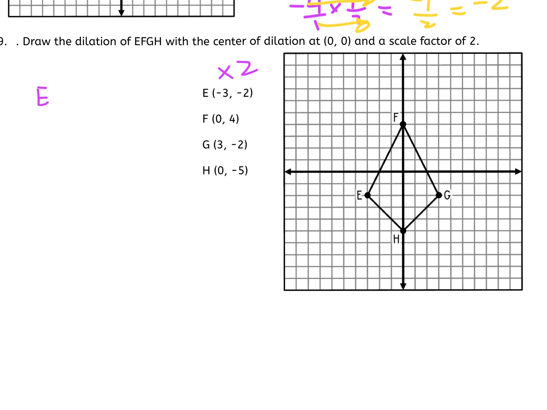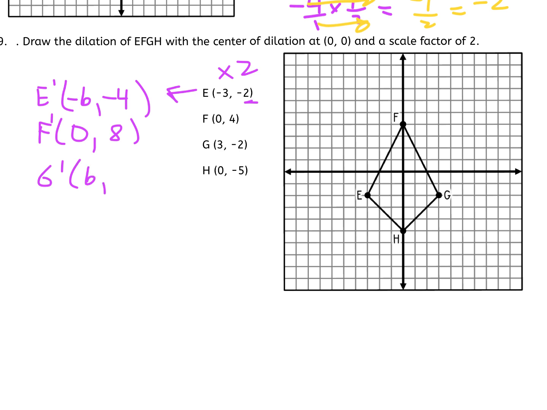All right, so E prime, negative 3 times 2 is negative 6, and negative 2 times 2 is negative 4. F prime, 0 times 2 is 0, and 4 times 2 is 8. G prime, 3 times 2 is 6, and negative 2 times 2 is negative 4. And then H prime, anything times 0 is 0, and negative 5 times 2 is negative 10. Now that I have my ordered pairs, I'm going to plot that.